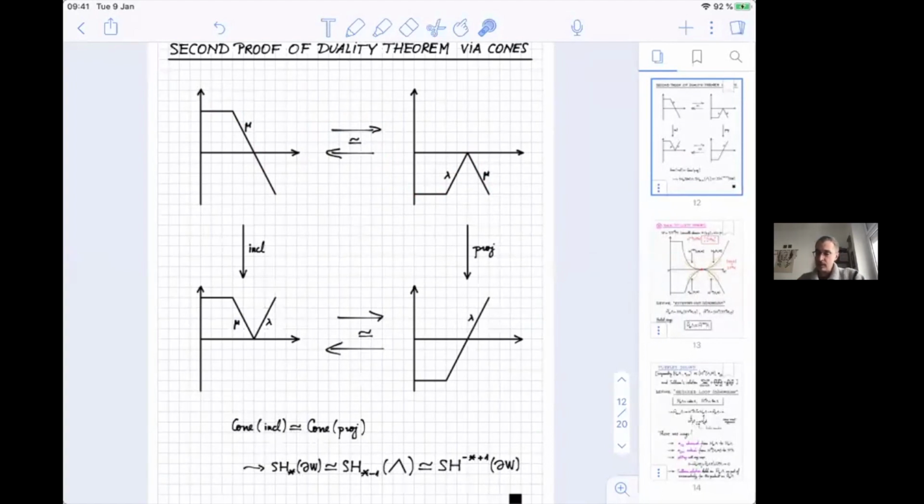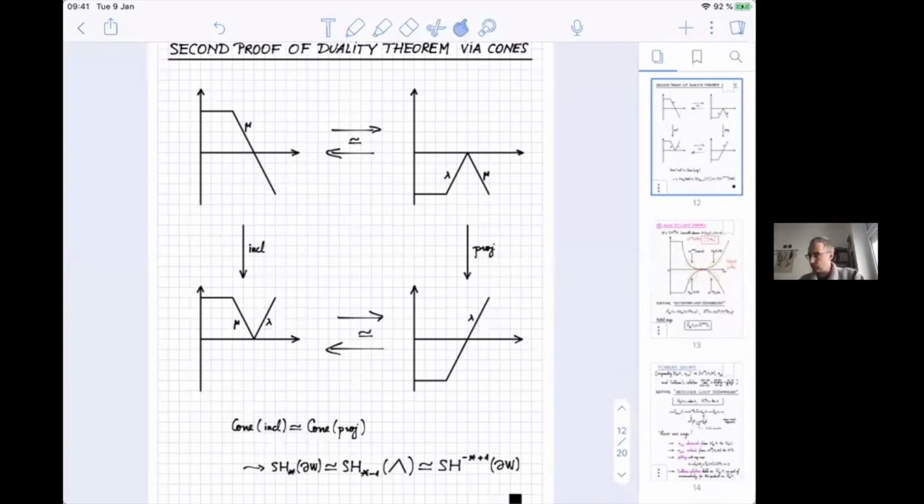And that means that cones of this inclusion are chain homotopy equivalent to cones of the projection. But the cone of the inclusion gives rise to the symplectic homology of the boundary, and the cone of the projection gives rise to the cohomology. And what I said before is that these isomorphisms are not just additive, they are multiplicative if we take into account multiplicative structures on cones. So that's the second proof of the theorem.